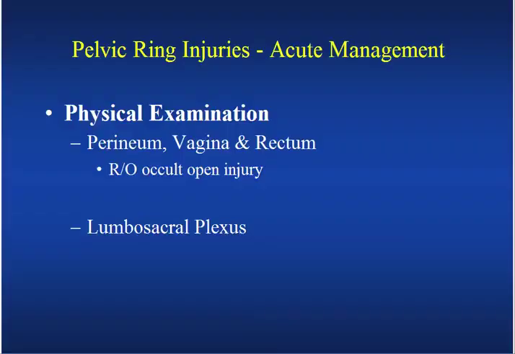On physical examination, you want to remember also to examine the perineum, the vagina, and the rectum with these injuries to rule out the presence of an occult open injury, because we know that open pelvic fractures are associated with dramatically worse prognosis. It's very important that those be recognized and the soft tissue component of the injury be managed very aggressively. Also, a focused neurologic exam is very important to rule out lumbosacral plexus injury.